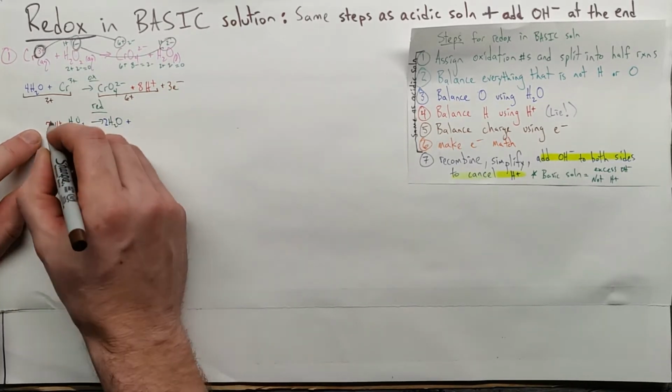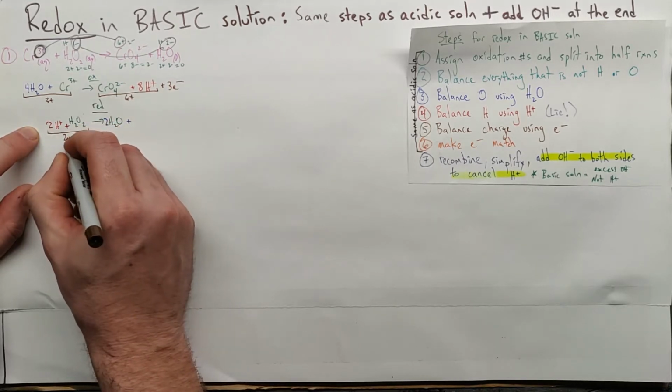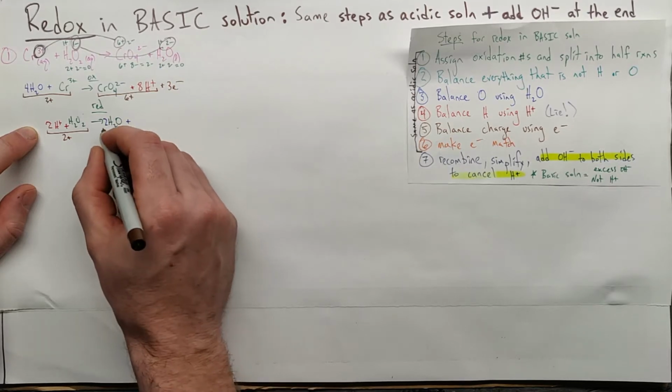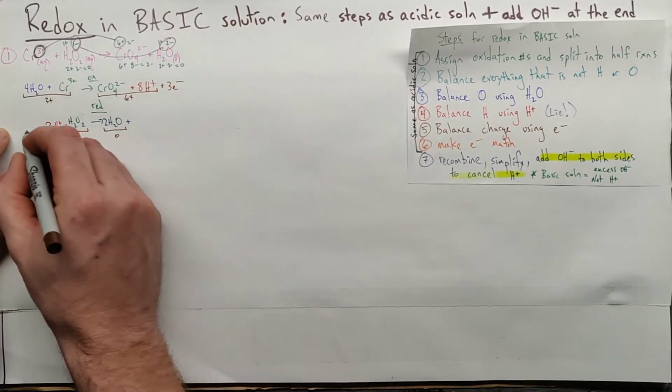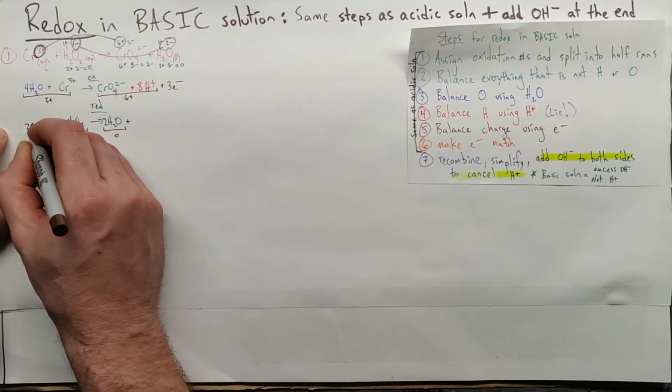Looking right here, we have two 1 pluses on this side and a 0, so that's 2 pluses. And we just have 2 times 0 over here, and that is 0. To make a match, we're going to have to drop this side by 2 using 2 electrons.